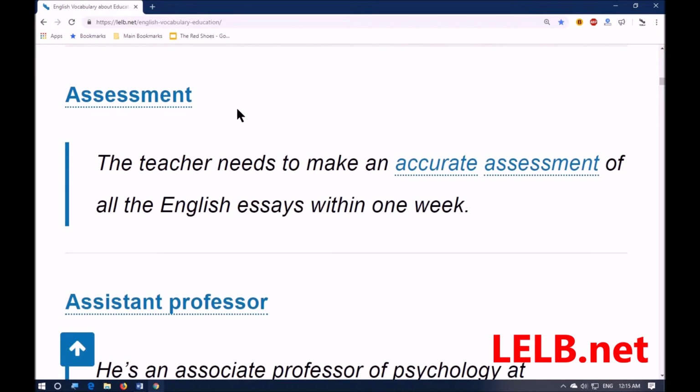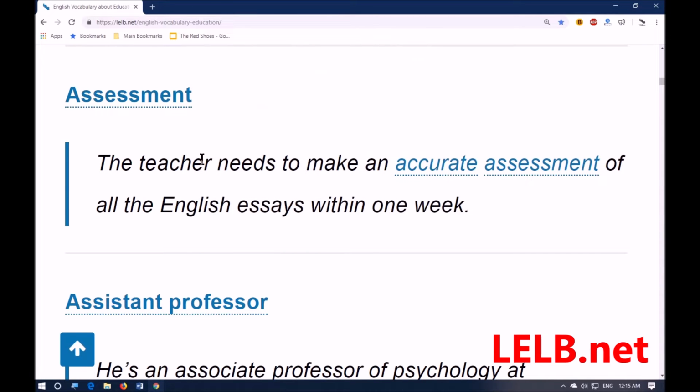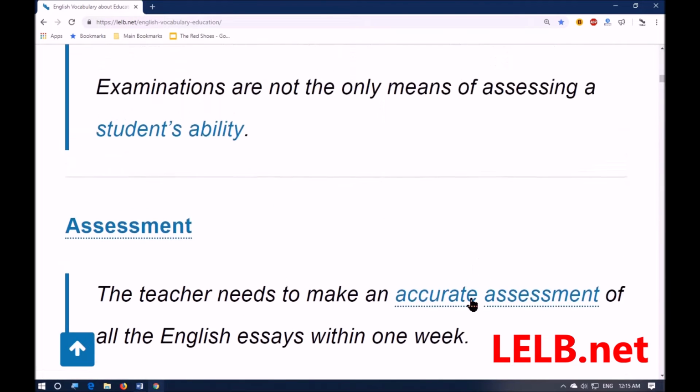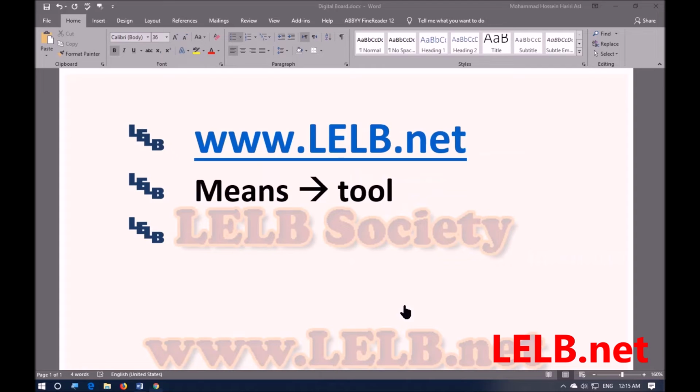Assessment is the noun form of assess, and it means the process of evaluating or making a judgment on a person or situation. The teacher needs to make an accurate assessment of all the English essays within 1 week. Accurate means precise, correct, and without any mistakes. Precise, perfect. The opposite is inaccurate.